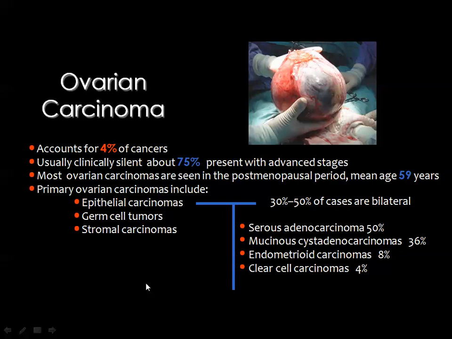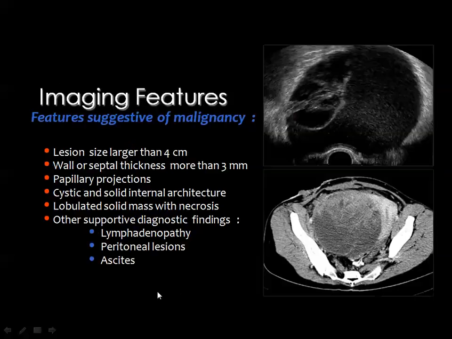The ovarian carcinomas are usually seen in postmenopausal women, and the mean age of presentation is about 59 years of age. The ovarian carcinomas include the epithelial carcinomas, which represent about 50% of the lesions, including serous cystadenoma, serous cystadenocarcinoma, mucinous cystadenocarcinoma, endometrioid carcinoma, and clear cell carcinoma. Also, the ovarian malignancies include germ cell tumors and stromal carcinomas.